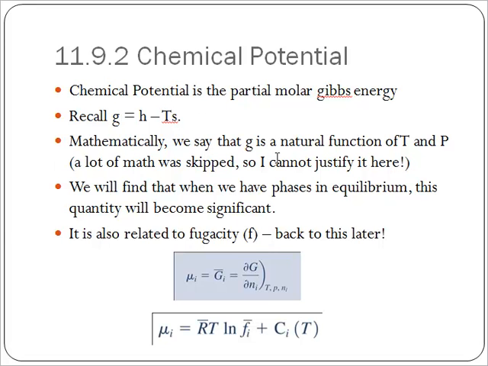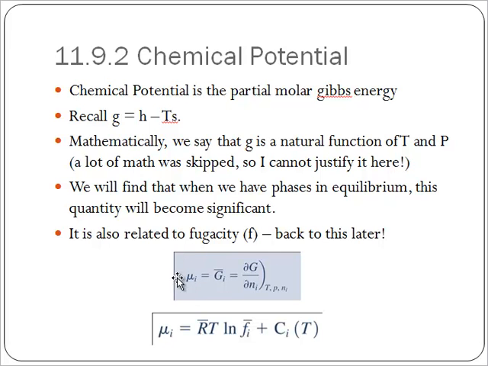Now, naturally, it's a function of T and P, meaning that the math is simplest if I work with temperatures and pressures. And so that's part of why this is used, but this chemical potential is going to be very important when we talk about phases and equilibrium. So this is going to come back for us later.